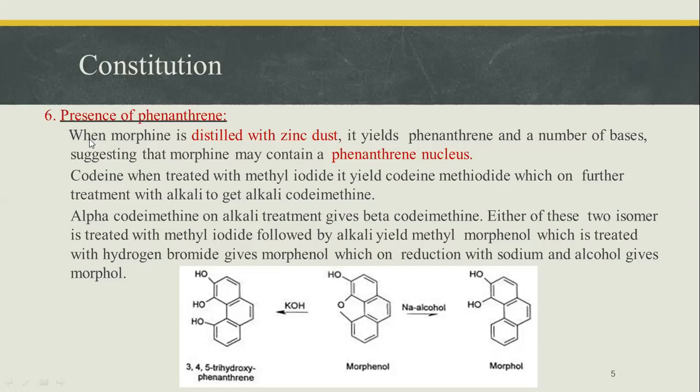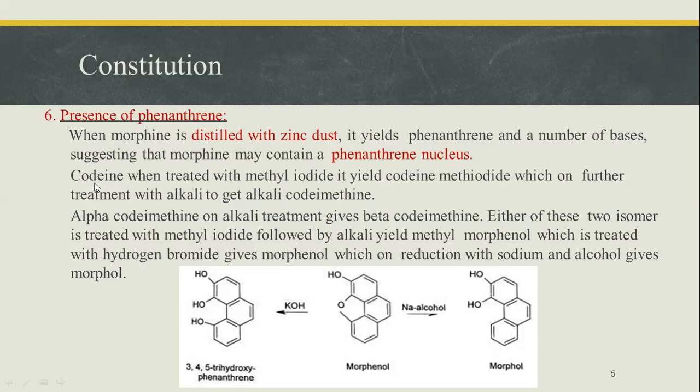For that, we allow the degradation with zinc dust. When morphine is distilled with zinc dust, it yields phenanthrene. Phenanthrene means here you can see 3 benzene rings attached to one another. So on zinc dust distillation, as it forms phenanthrene, it indicates the presence of the phenanthrene nucleus. This is also confirmed by a number of reactions.